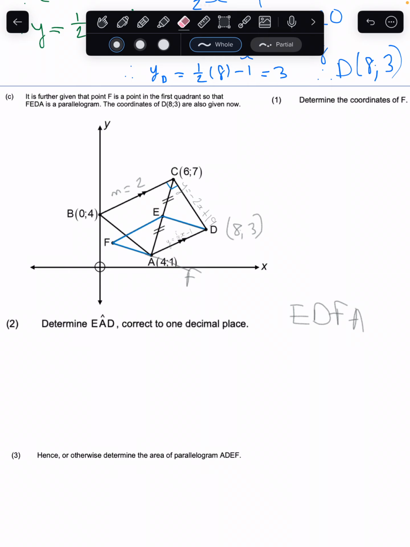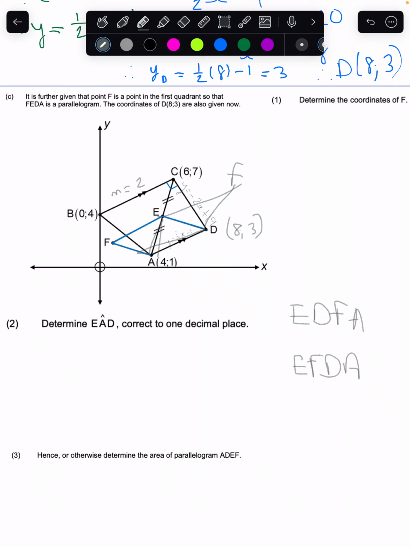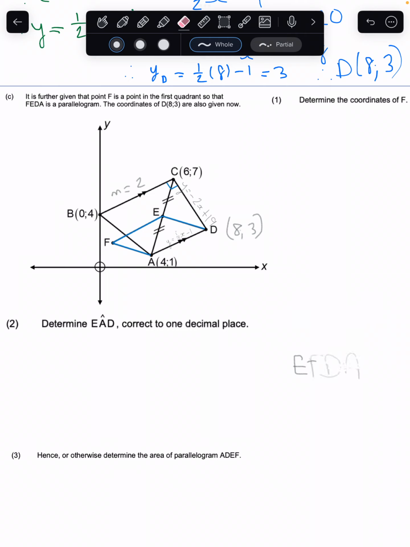Or if it had been EFDA, then it would have been something like E, F, D, A, like that. Then your F would have been up here. So all this to say, the order of those letters is very important in the drawing of your parallelogram. Right, okay, and you don't even have to figure out where F is because they've kind of indicated it for you on the diagram.